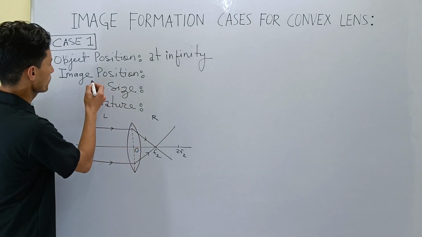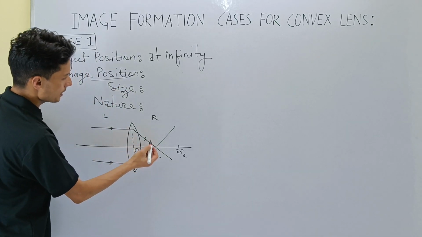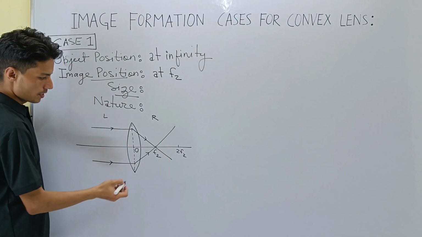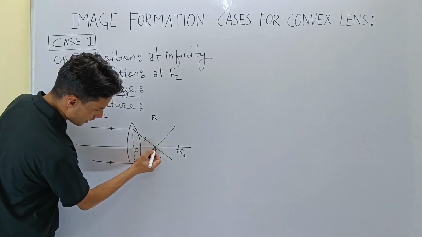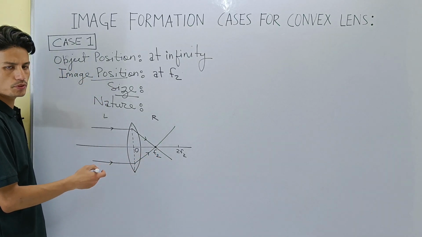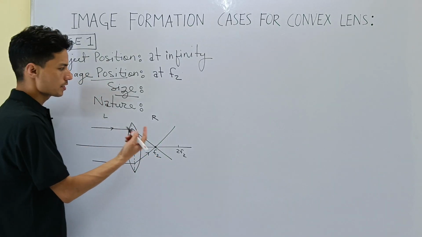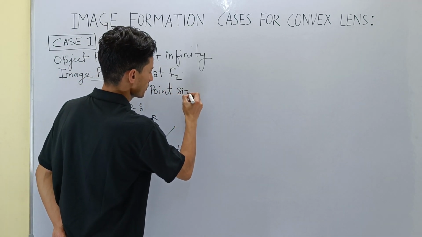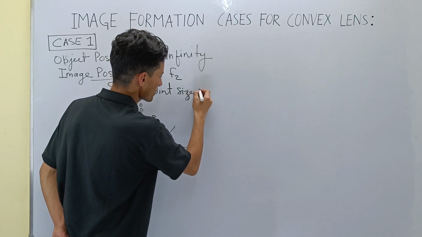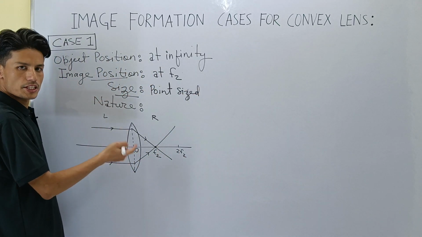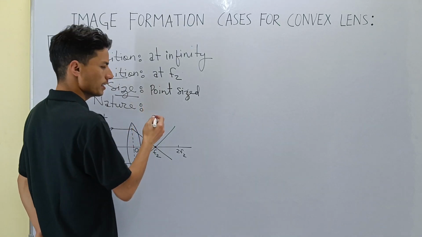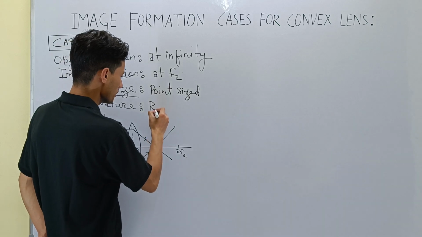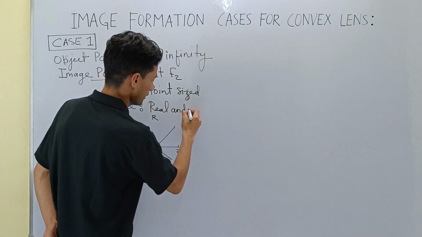Now we have to write the image position. Where is the image formed? The image is formed at F2, so you write here F2. Size: what is the size of the image? It's point size only, highly diminished or point size. According to your textbook, both are written, highly diminished, point size. We can write point size because that's how it's visible to us. Nature: real and inverted. Remember that if it is real, then it will be inverted for lenses. So, real and inverted.